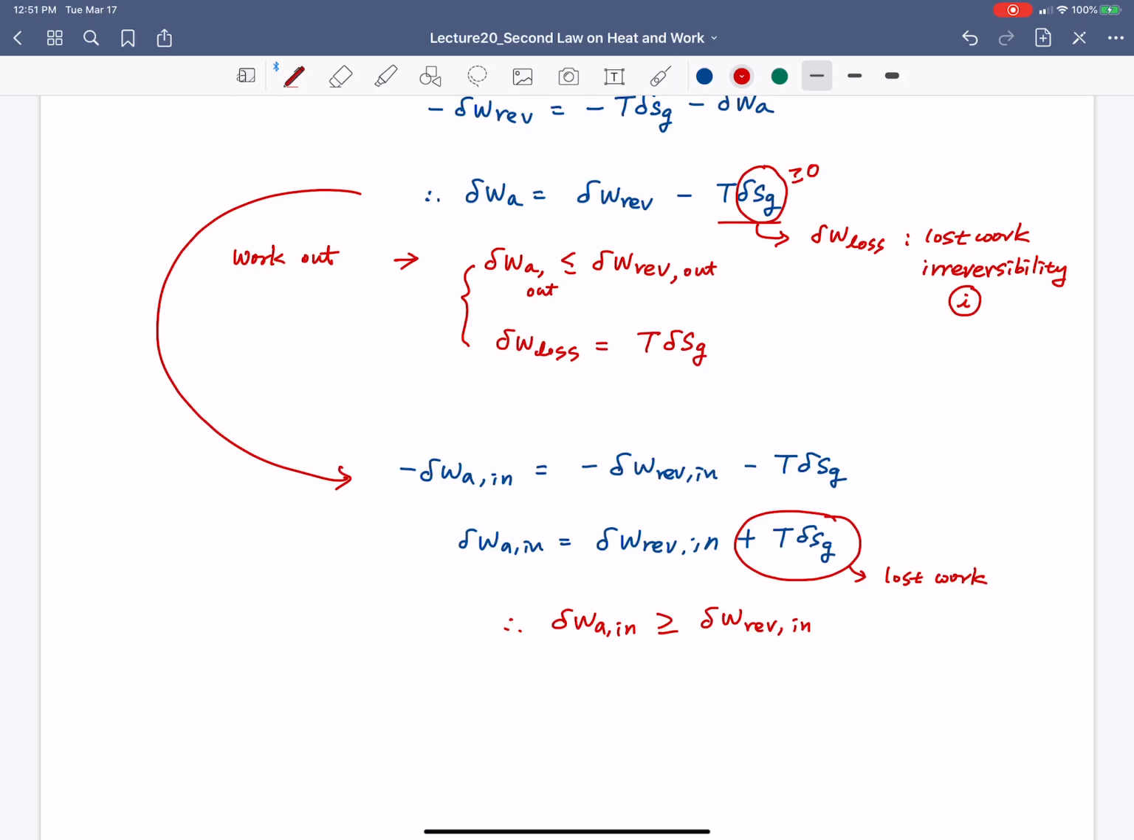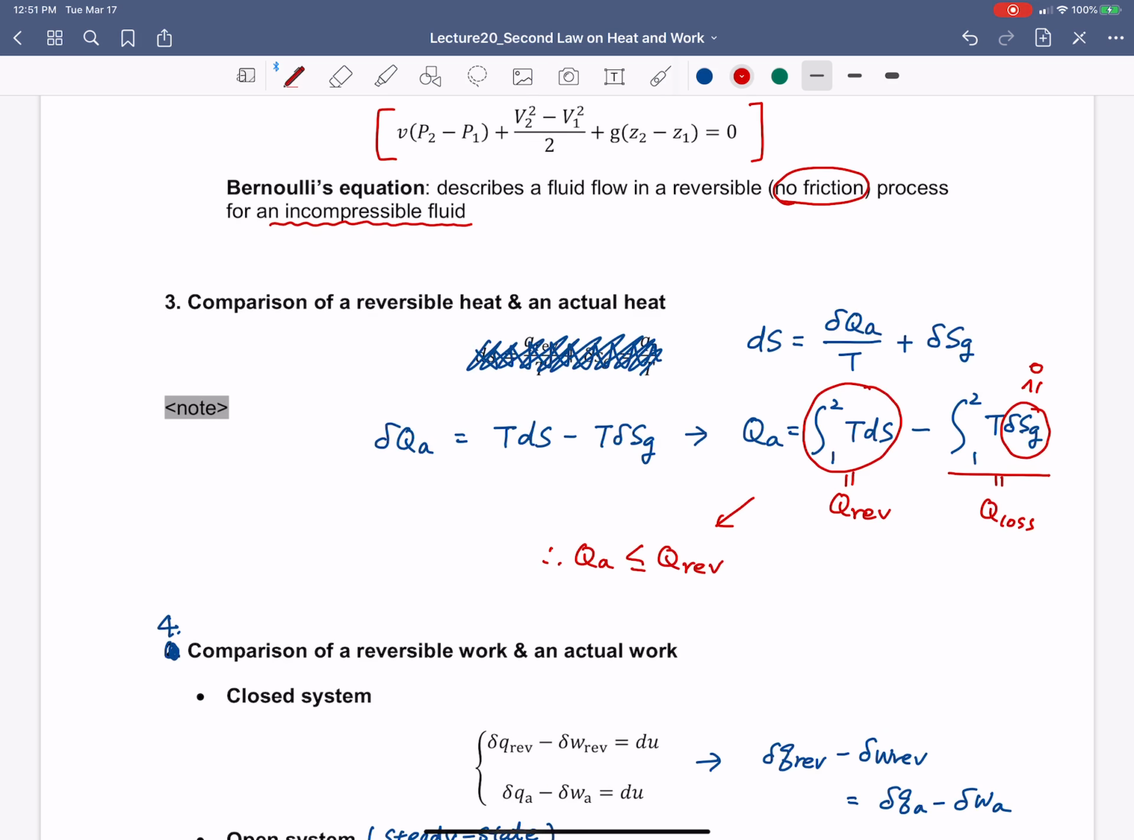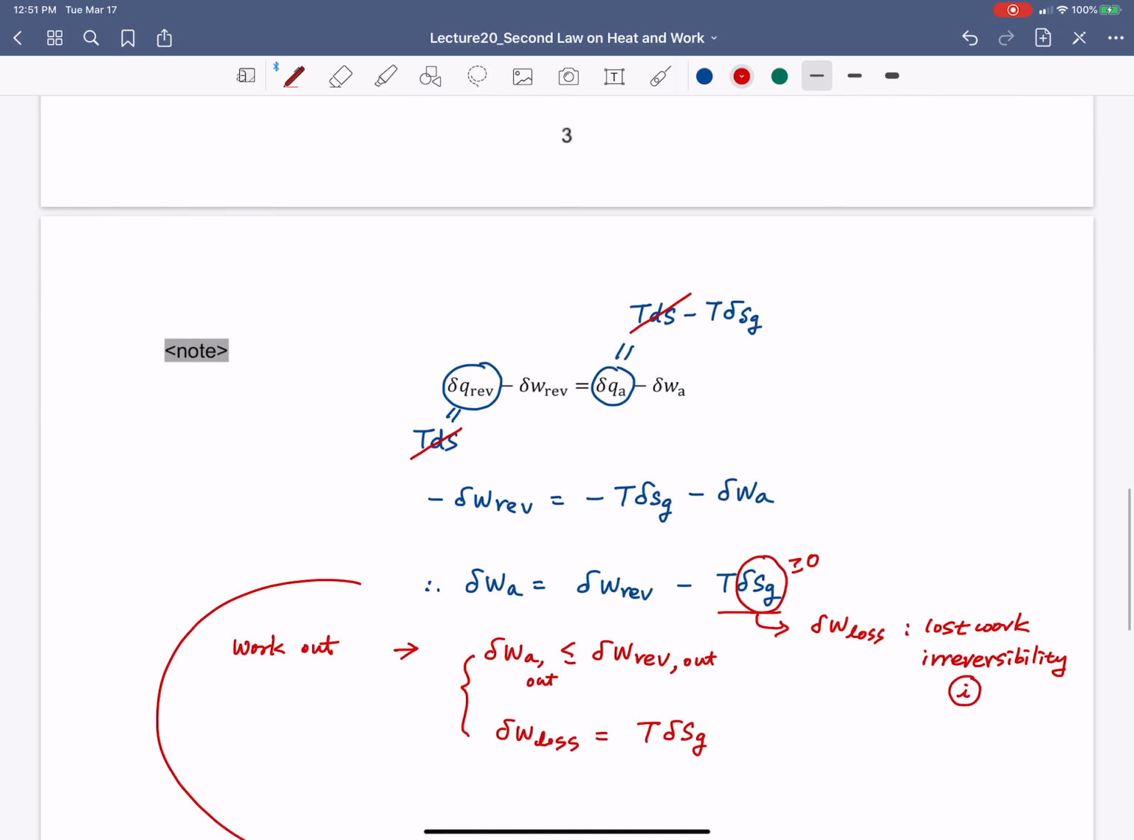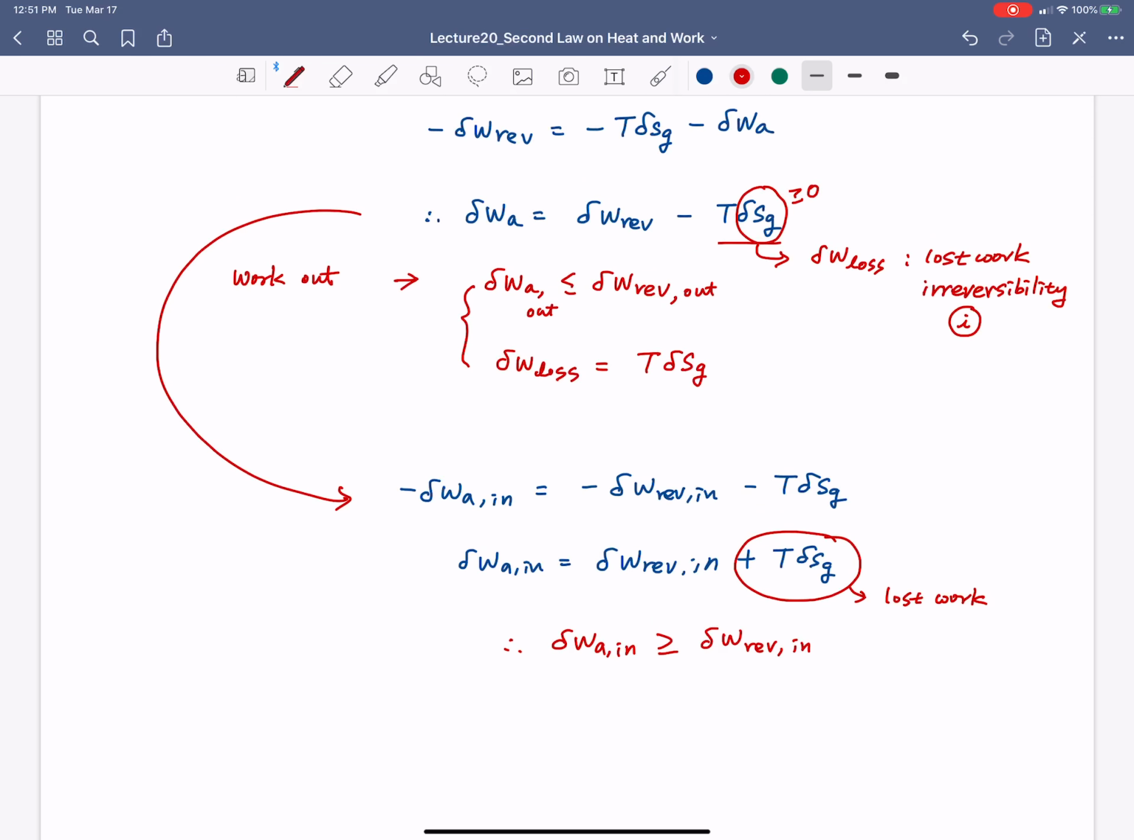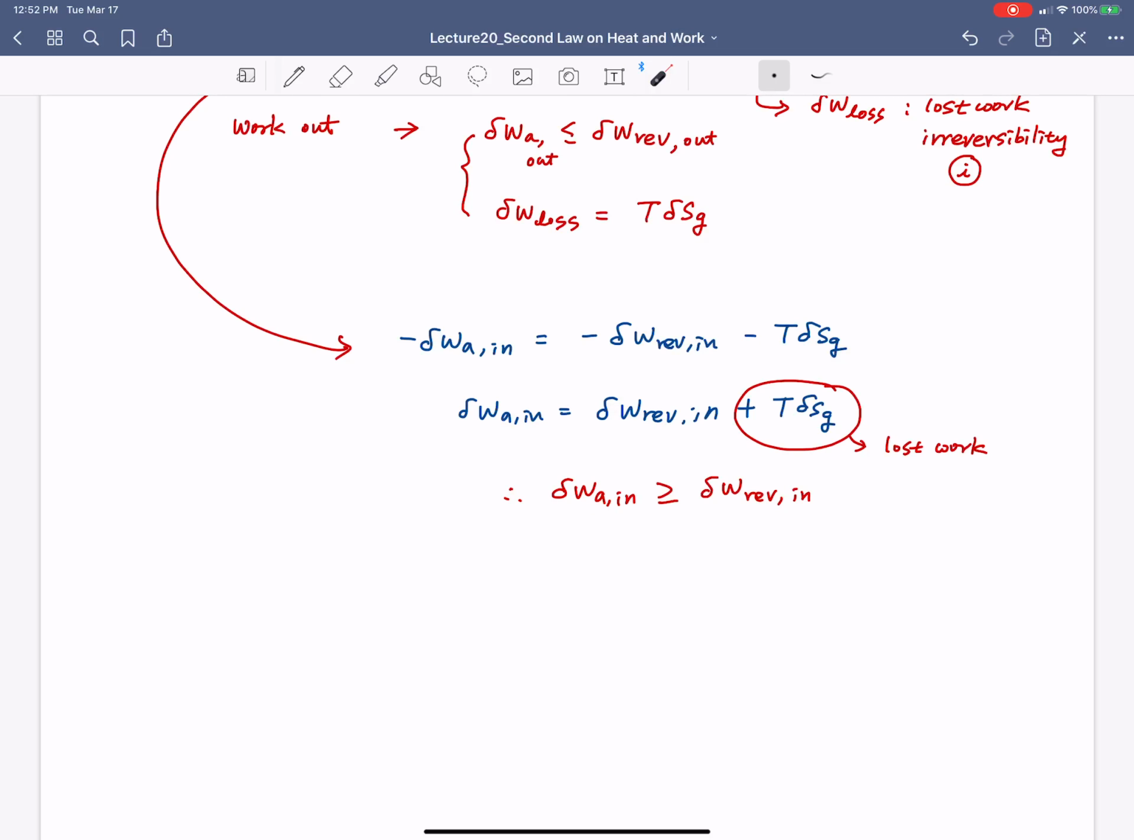But I really want to emphasize again that the entropy generation tells us the quality of how we can make use of energy for heat and work. Then again, as we discussed, the actual heat should be smaller than the reversible heat. And more importantly, the actual work out is always smaller than the reversible work out, and actual work in is always greater than the reversible work in.